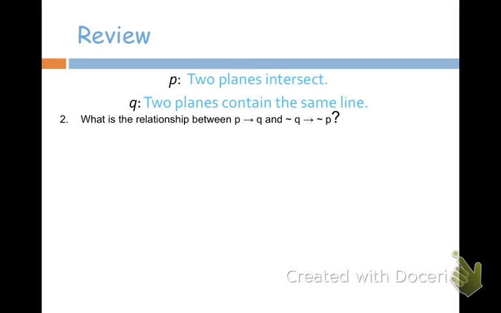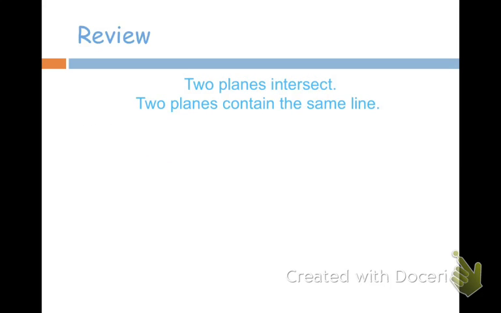Sticking with this same example, what's the relationship between the statement P implies Q and the statement not Q implies not P? So a statement and its contrapositive. And we know that those statements are equivalent. A conditional statement is equivalent to its contrapositive. So again, here are these same two statements: two planes intersect, two planes contain the same line.